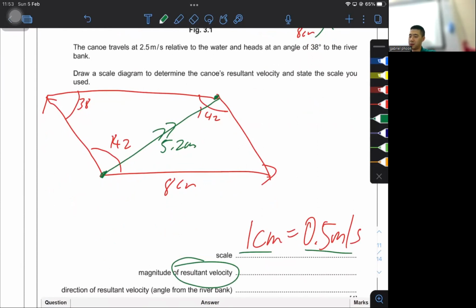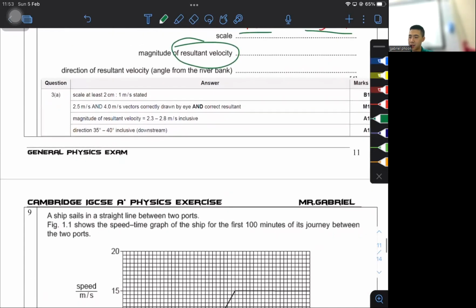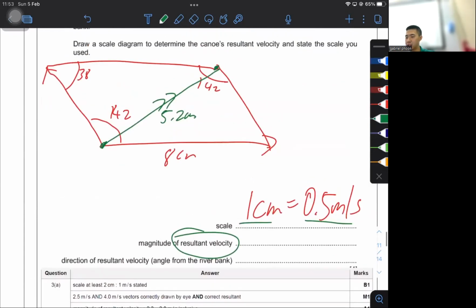No. Oh, yeah. 1 cm equals to 0.5. So it should be what? 2.6? Is it 2.6? Oh, it is. It is actually 2.6. It is 2.6 for some reason. Right, because if 1 cm represents 0.5, then 5.2 cm must be representing 2.6 meters per second, right?